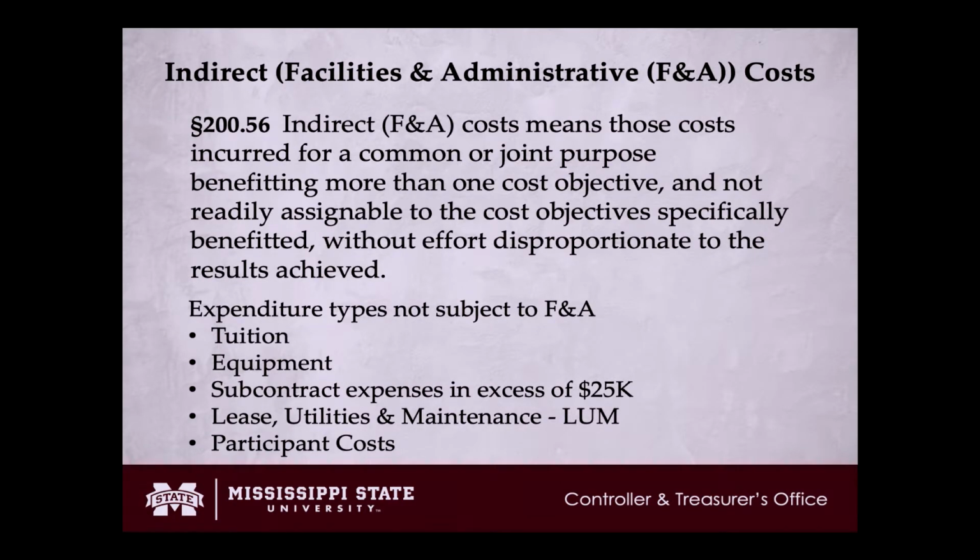But first, let's take a look at what the code section 200.56 says. Indirect cost means those costs incurred for a common or joint purpose benefiting more than one cost objective and not readily assignable to the cost objectives specifically benefited without effort disproportionate to the results achieved.